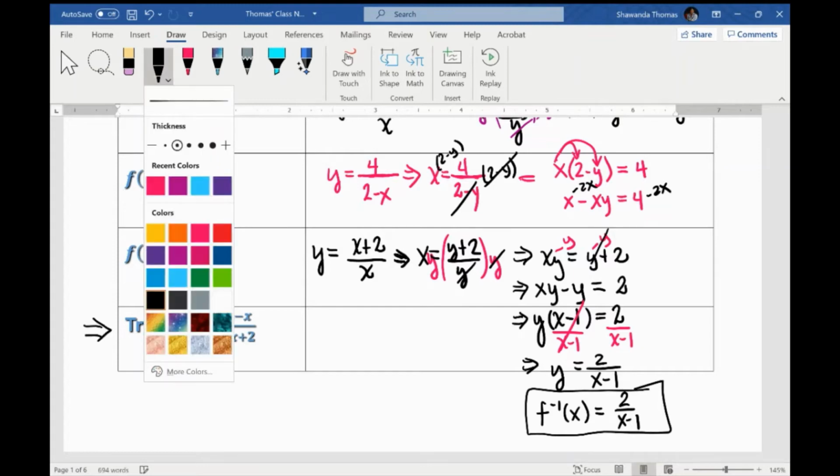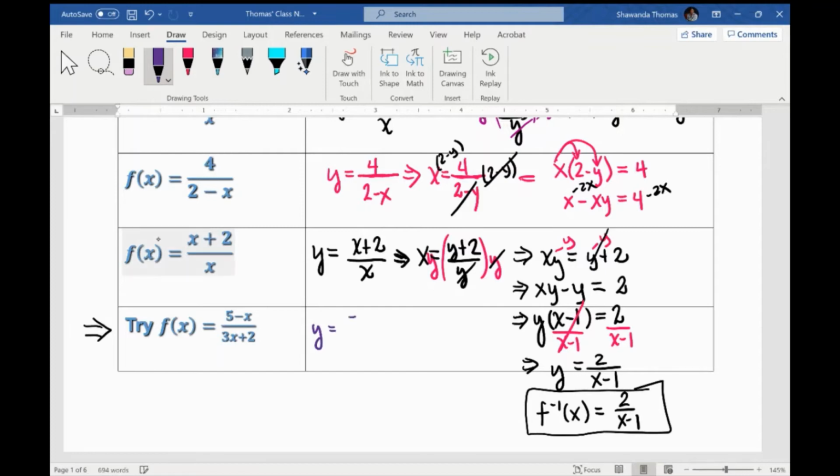So my contribution is y equals 5 minus x over 3x plus 2. What's the next step? You're going to swap: x equals 5 minus y over 3y plus 2. All right, I'm going to erase what's in my way now.